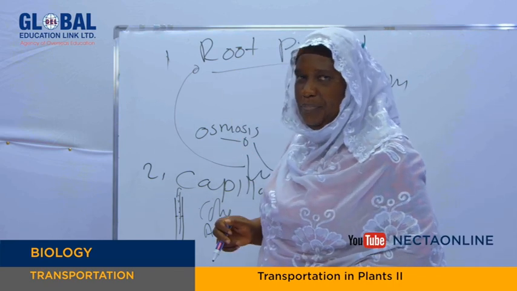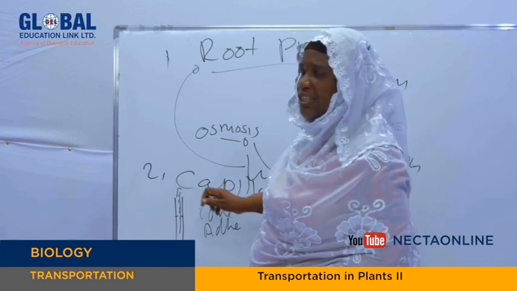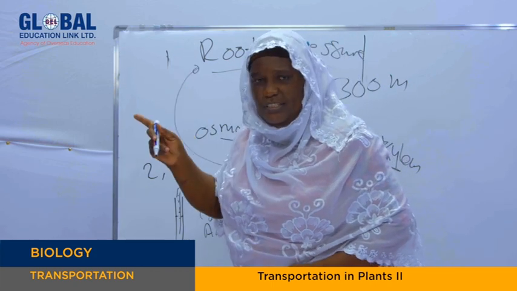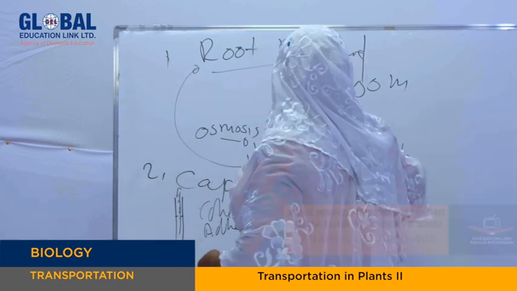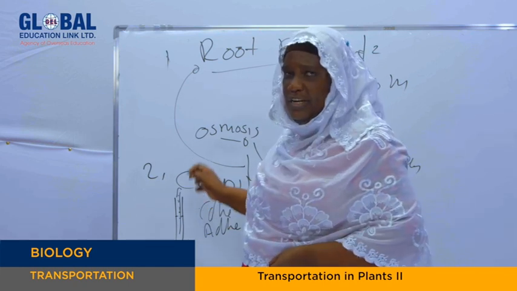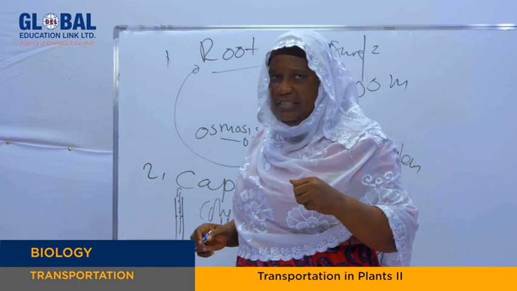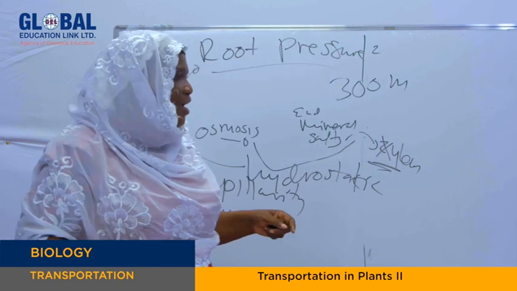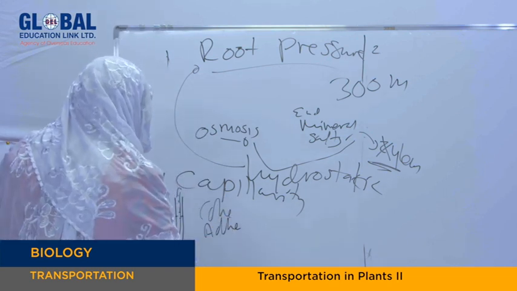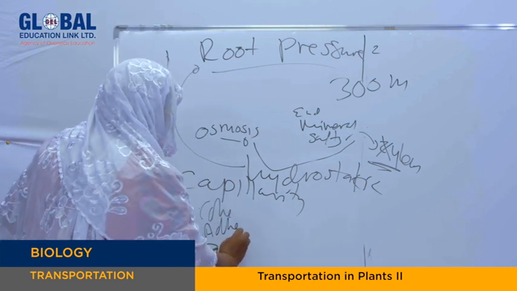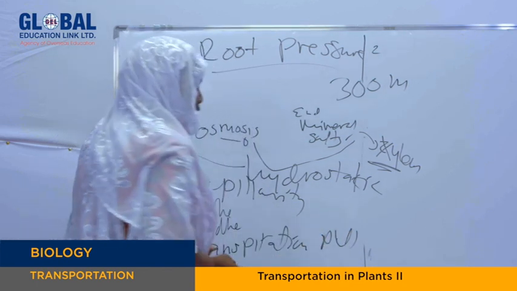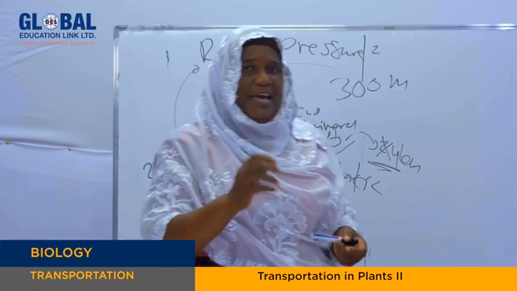But still, capillarity cannot account for movement of water into tall trees. Let's say 200 meters cannot be accounted for by this force. It means another force is needed. That force which is needed here is what is called the transpiration pull. Transpiration pull originates from above.